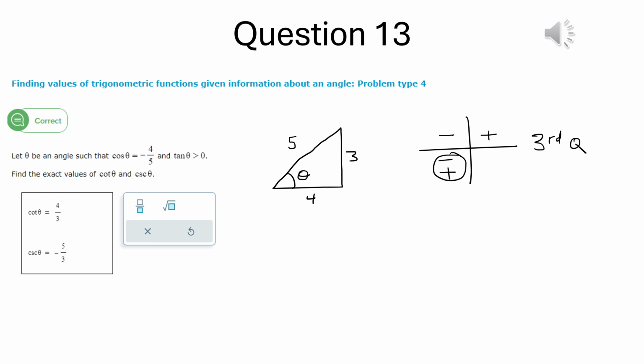The cotangent by definition is the ratio of adjacent over opposite, 4/3. Of course it's positive because cotangent is also positive in the third quadrant. And cosecant theta is, well, of course negative because cosecant in the third quadrant is negative, and this is the ratio between hypotenuse and opposite. So it's -5/3.